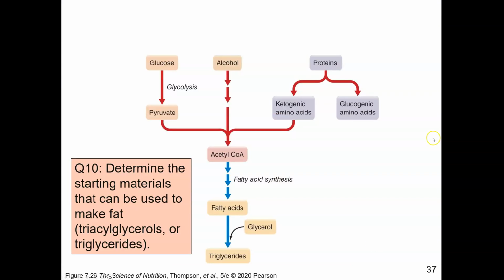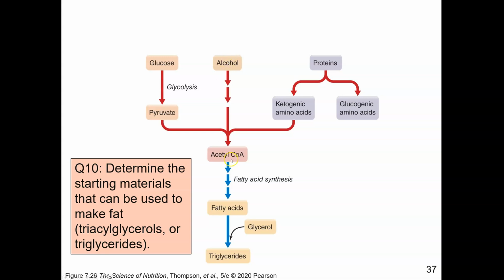So in question 10, what I wanted you to show is how we can use not just glucose, but alcohol and proteins to make fat. So this already, I guess, is part of that other diagram. So glucose goes to pyruvate. Pyruvate is converted to acetyl-CoA, and acetyl-CoA is the starting material to make fat. So this is kind of like a long, complicated process. In fatty acid synthesis, you make 3 fatty acids, 1 glycerol, and add the fatty acids to the glycerol, and you get triglycerides.